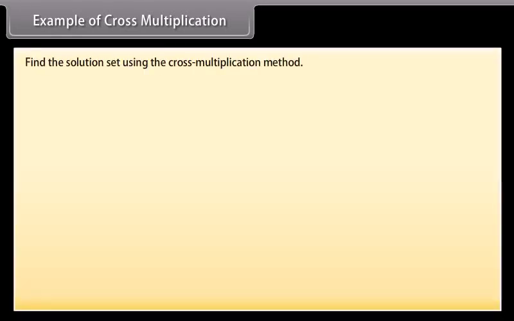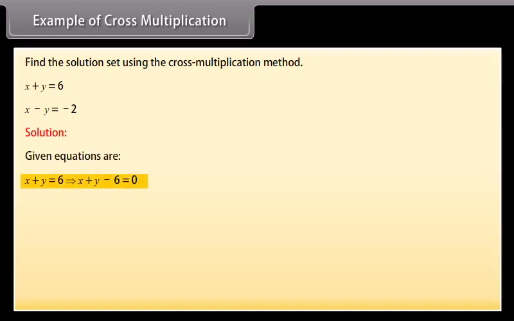Example of cross multiplication. Find the solution set using the cross multiplication method. x plus y is equal to 6, x minus y is equal to minus 2. Solution. Given equations are x plus y is equal to 6, so x plus y minus 6 is equal to 0.